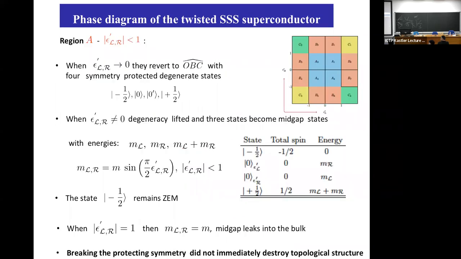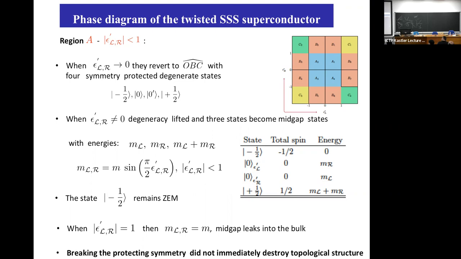I can now analyze each region separately. Let me think about the A region, where the epsilon primes are less than 1. I have spin half in each case, which is below the mass gap. In this case, what we find is that only the minus 1/2 ground state remains gapless, while the singlet prime and the plus half become gapped.